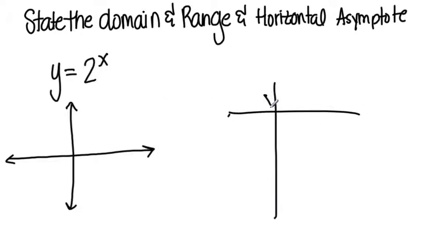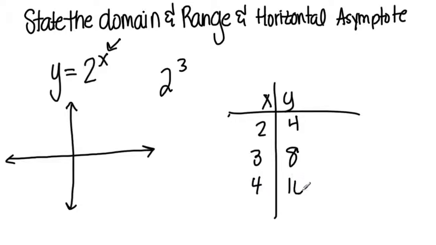If I put in 2 for x, what would I get out for y? If I put 2 right there, what would I get for y? 4. If I put 3 there, I get... No, come on. 2 to the third? 8. Not 2 times 3. Not 2 times 3. 2 to the third. What's 2 to the fourth? 16. What if I put in a negative 2?